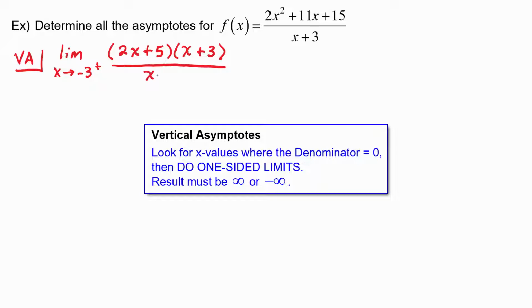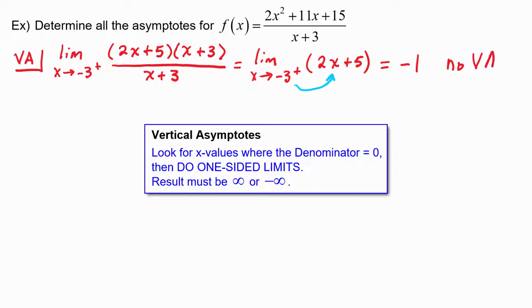Then we have x plus 3 in the denominator, and of course we know in the limit we are allowed to cancel those terms, so this becomes limit as x approaches -3 from the right of 2x plus 5. If we plug in -3 for x and simplify, we are going to get -1. And since our one-sided limit is not infinite, that means there's no vertical asymptote.